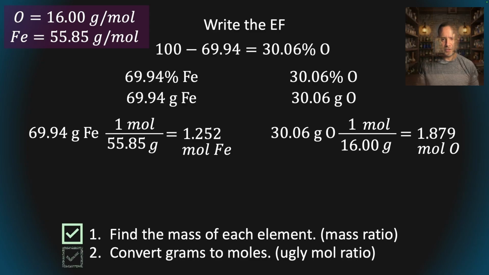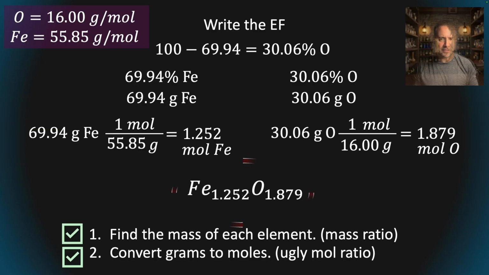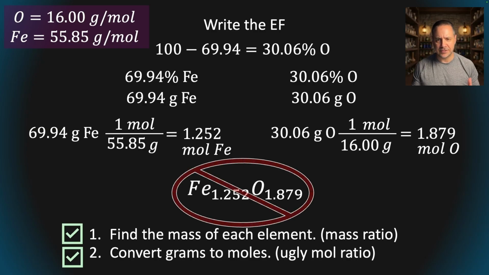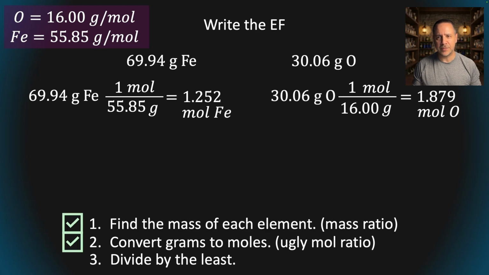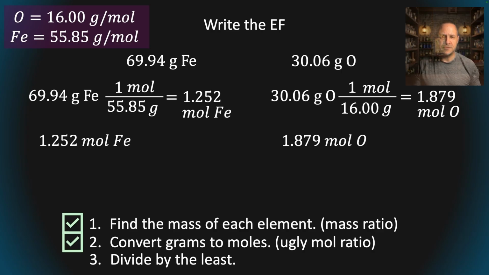Step 2 is done. I call this the ugly mole ratio because this is not an acceptable chemical formula. I still need to clean up this ratio before I can write the formula. To do that, I'll divide by the smallest number in the set. This will reduce the smallest value to 1 and give me a clearer idea of how to write the formula. These are my numbers. 1.252 is the smaller, so divide each by that.